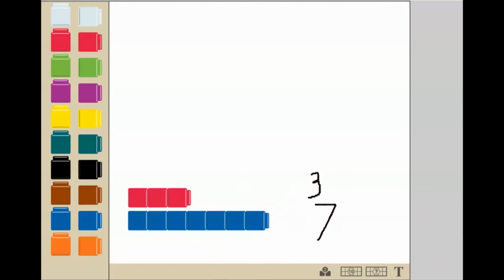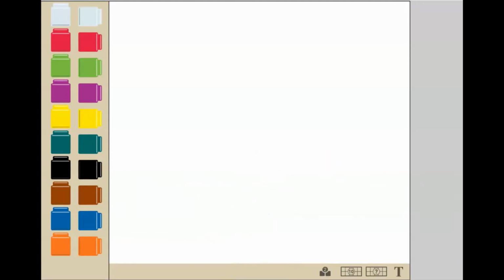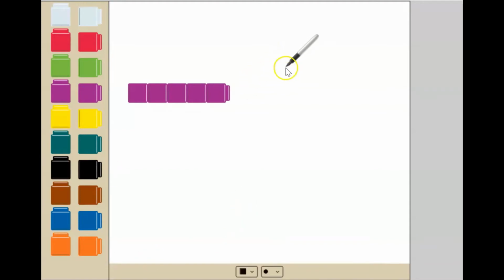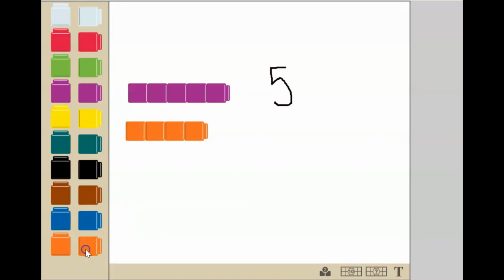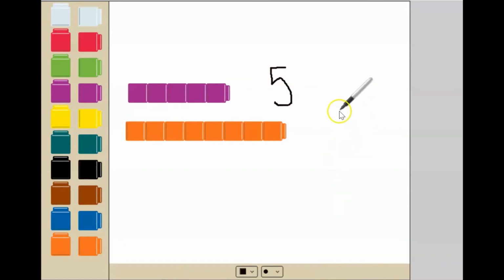All right. Let's try another one. Let's build a 5 stick. 1, 2, 3, 4, 5. Let's write the number 5. Now, we're going to build an 8 stick. Count with me. 1, 2, 3, 4, 5, 6, 7, 8. Let's write that number 8.